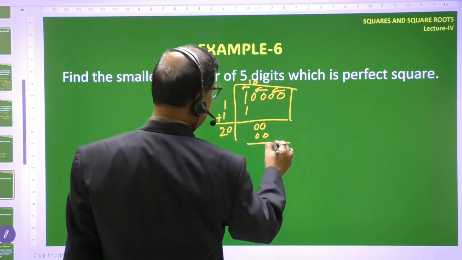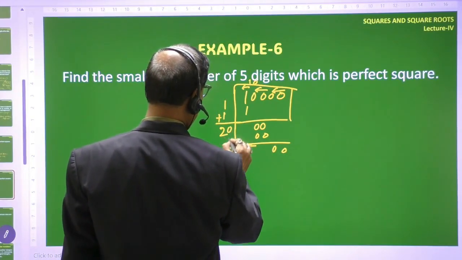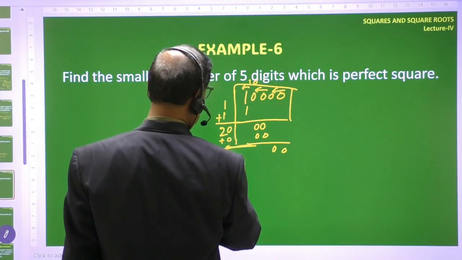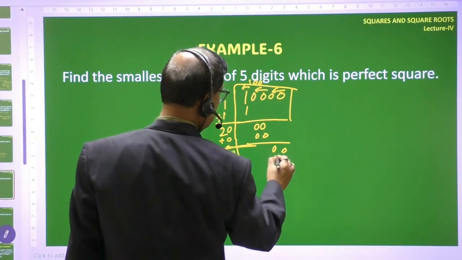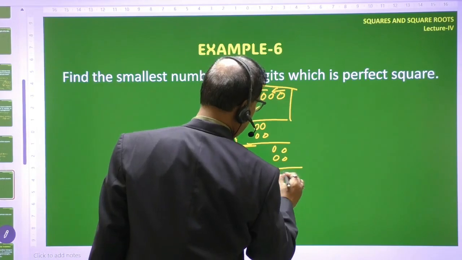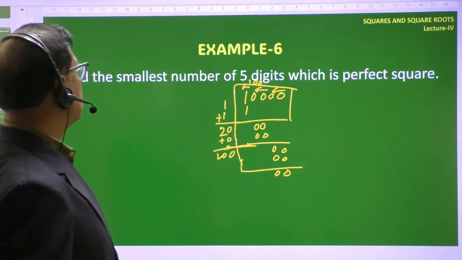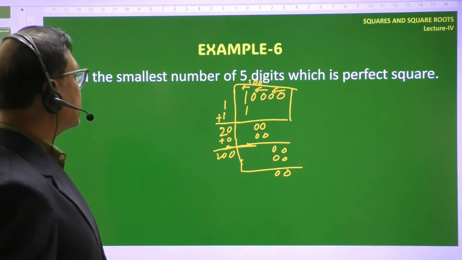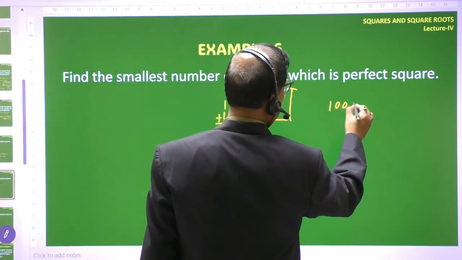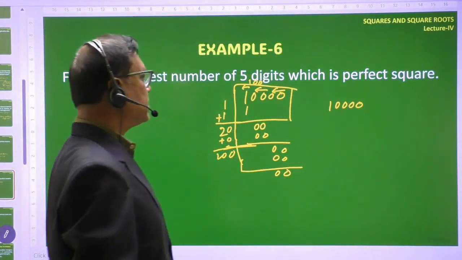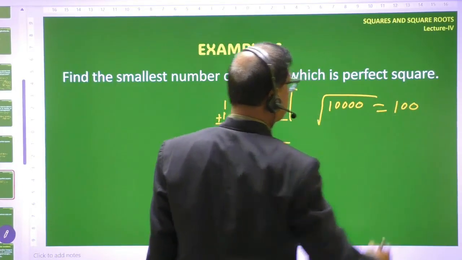into 0 everything. Now next pair. So again if we follow this method, 20 plus 0, that is again 20, but again 0, so with 0, 0, 0. So if we follow the division method, then we are getting this. So 100. So this is the smallest number of 5 digits which is a perfect square. 10,000. It is a 5-digit number and it is a perfect square because its square root value we are getting is 100. Is it clear?